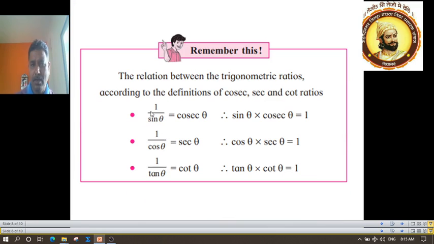Now the relation between the trigonometric ratios according to the definitions of cosec, sec and cot ratios. Now see here, in 9th standard we have studied three trigonometric ratios: sine ratio, cos ratio and tan ratio. Now in this standard, three trigonometric ratios, that is cosec, sec and cot. Cosec ratio is the multiplicative inverse of sine ratio, or cosec ratio is the reciprocal of sine ratio, means 1 upon sine is equal to cosec. Now if we take sine ratio to the right hand side, we have sine theta into cosec theta is equal to 1. So this is the new trigonometric identity.